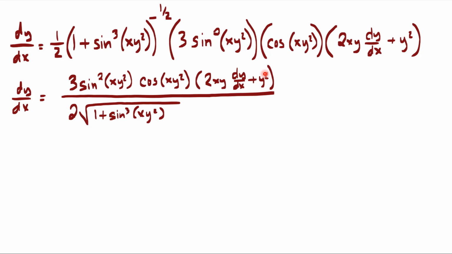Thinking to myself, you know what I can do? Oh, how about this? How about if I just multiply this right here and put it on that side of the equal sign. Technically just multiplying both sides by 2 square root of 1 plus sine cubed of x squared, x times y squared. So moving this all the way over here allows me to have this. I'm on the dy/dx side now, and it's a multiplier to it.